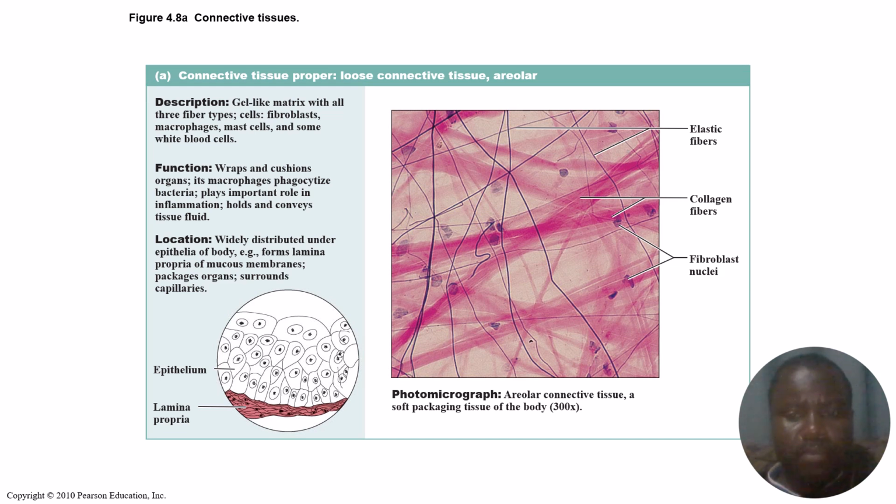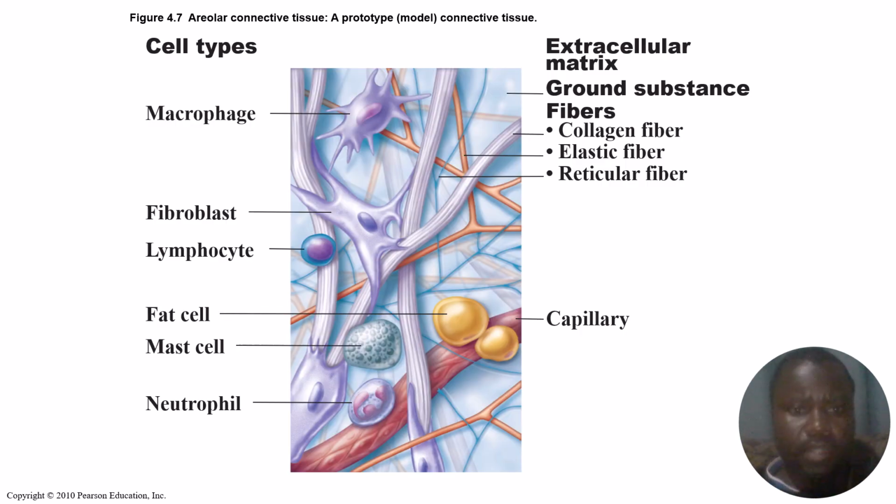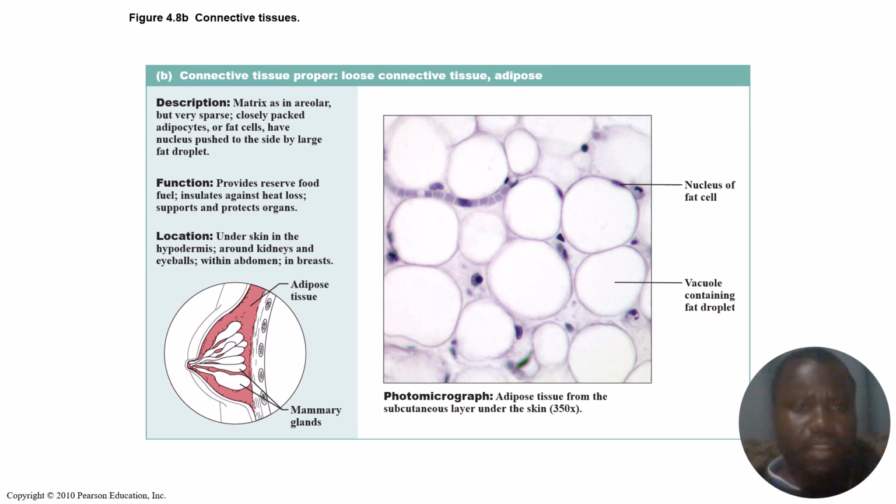So the basement membrane that we talked about in epithelia is made up of loose connective tissue, areolar. So this is the illustration again. Then we have connective tissue proper, adipose. Now adipose relates to fat, and you can see even in the picture that the cells contain a lot of fat, so the nucleus is displaced to the periphery of the cell. It's not in the center but displaced at the end or periphery on the sides of the cell.